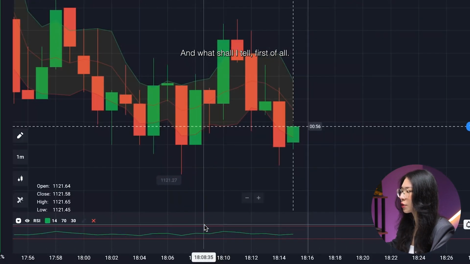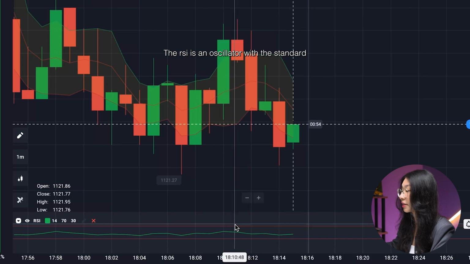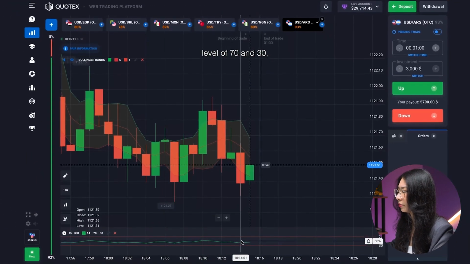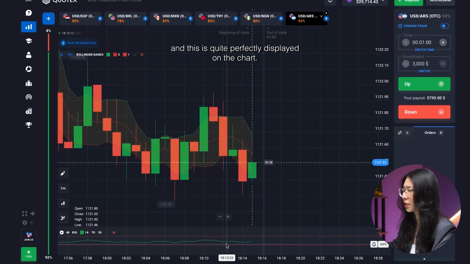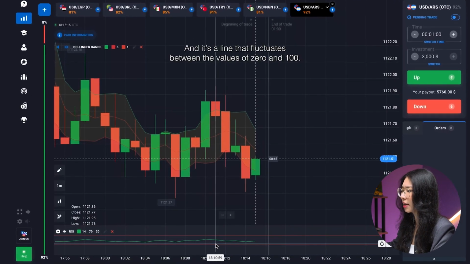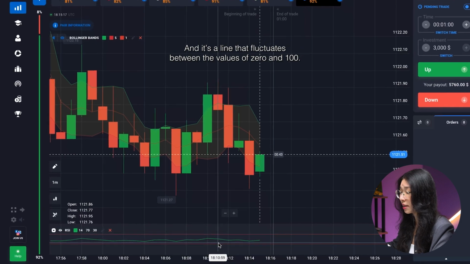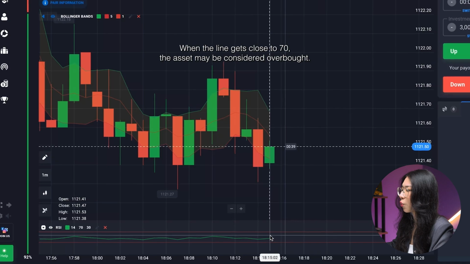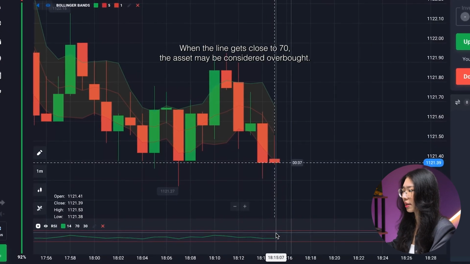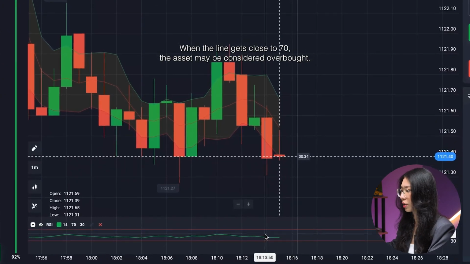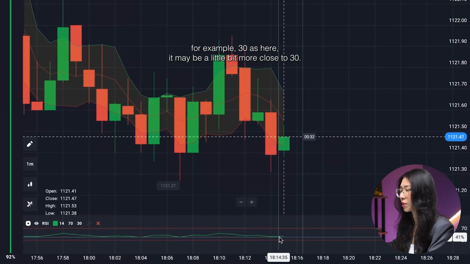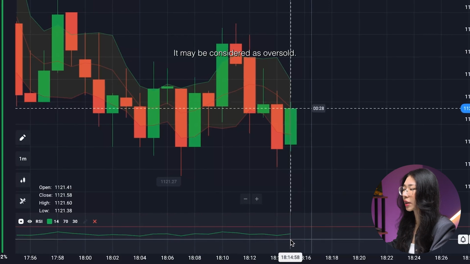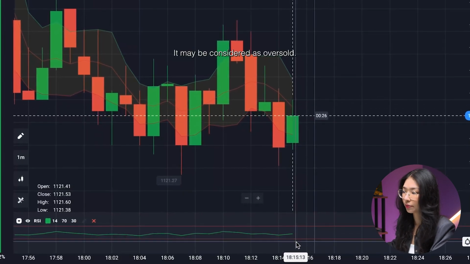And what shall I tell? First of all, the RSI is an oscillator with a standard level of 70 and 30. And this is quite perfectly displayed on the chart. It's a line that fluctuates between the values of 0 and 100, and that's it. When the line gets close to 70, the asset may be considered overbought, and when it approaches, for example, 30, as here, it may be considered oversold.